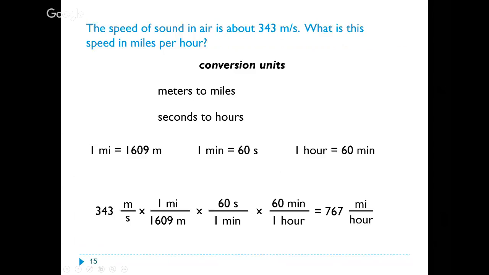Your calculator gives you a number. We are going to round to the number of significant figures that is in our given value. There are 3 sig figs here. There are 3 sig figs here. So what this means is 343 meters per second is the same speed as 767 miles per hour.